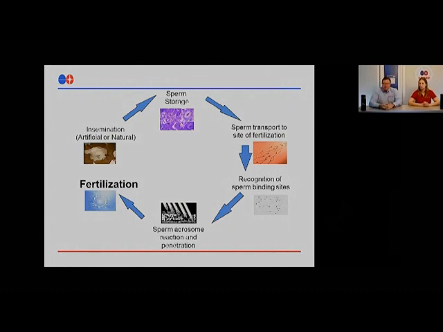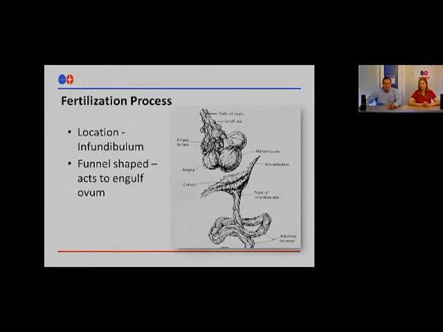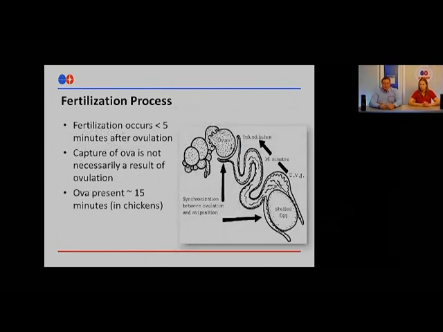Semen has to be deposited into the hen. And then there's sperm storage in the hen, sperm transport to the site of fertilization, then our actual final fertilization occurs. Fertilization will occur in the upper portions of the oviduct and the infundibulum, and that occurs within the first 5 minutes after ovulation.